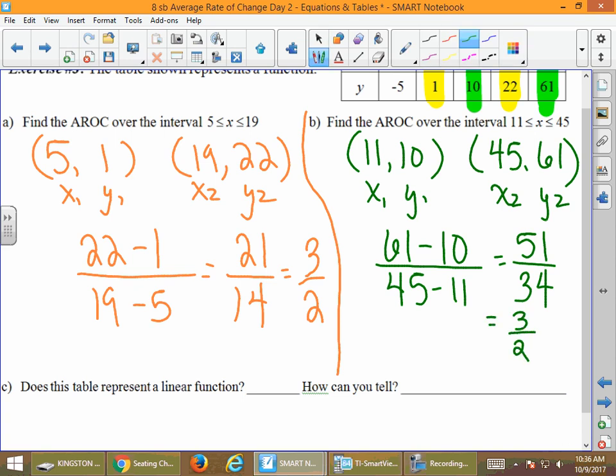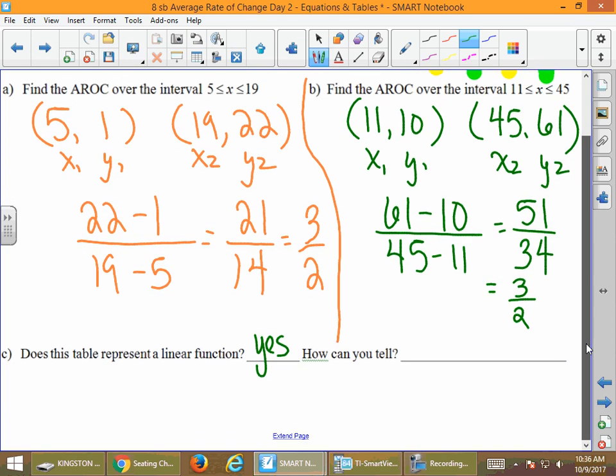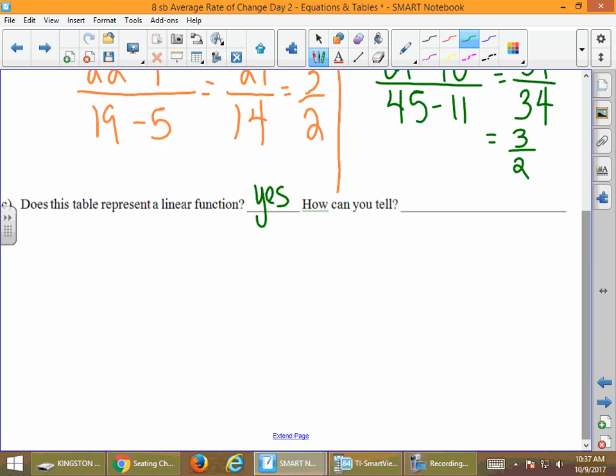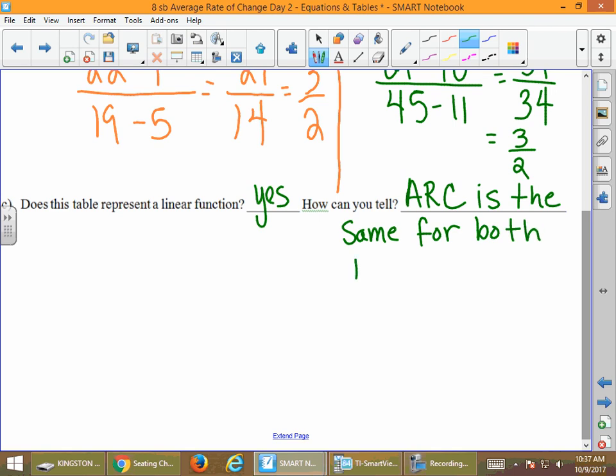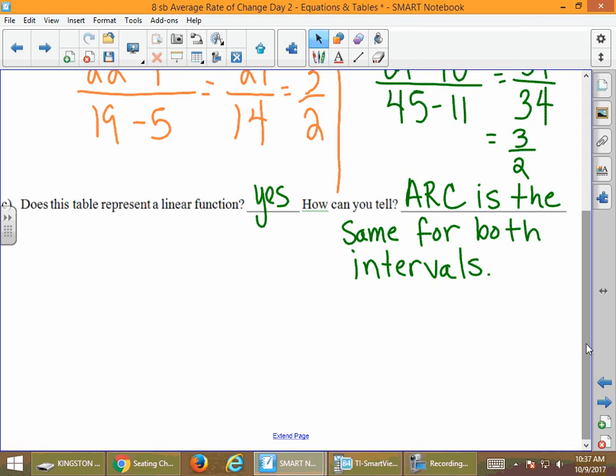So when we look down here to finish our notes, it says, does this table represent a linear function? Yes. And how can we tell? Well, over the first interval, we ended up with an average rate of change of 3/2. The second interval, we also ended up with an average rate of change of 3/2. So when I answer this question, I said the average rate of change is the same for both intervals. You could say the slope is the same for both intervals.